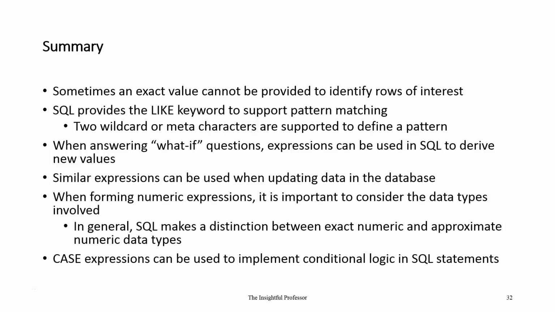Let's summarize what we've taken a look at. We say that sometimes an exact value cannot be provided to identify the rows of interest to you. That is, as you're formulating a predicate, you don't know exactly the value you want to use, or you intentionally want to be more generic. That's what a major portion of the intro was talking about, pattern matching. Remember, we use the like keyword to say that we're going to be doing this pattern matching, and following the like will be a quoted string which provides the pattern. Again, this applies only to doing comparison or searching of character data.